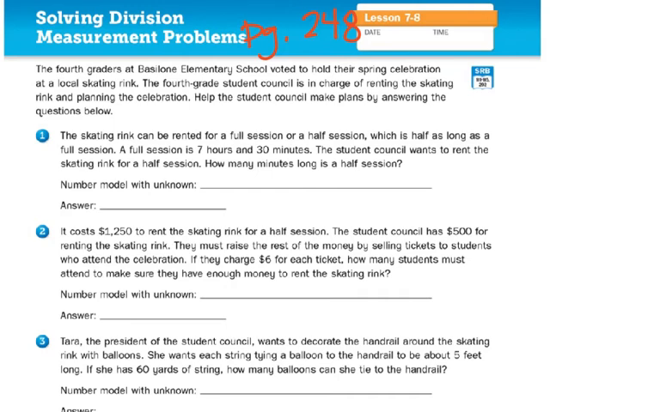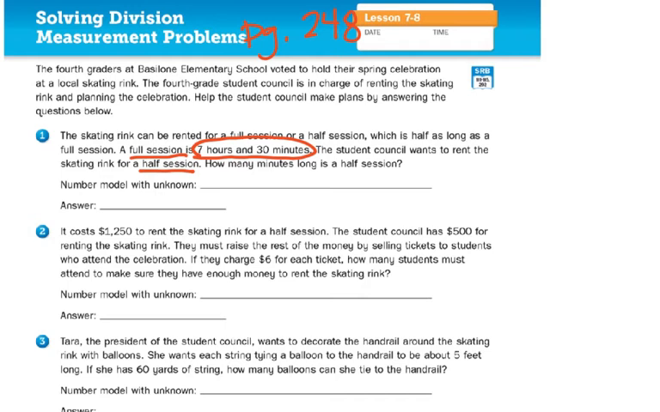Number 1. The skating rink can be rented for a full session or a half session, which is half as long as a full session. A full session is 7 hours and 30 minutes. The student council wants to rent the rink for half of a session. How many minutes long is half of a session?